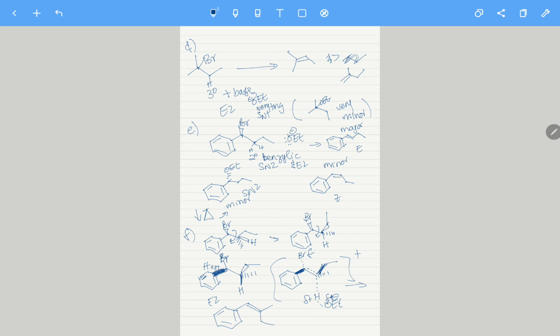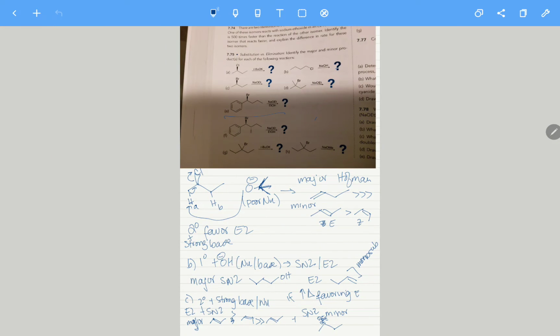Okay, so in this case, I end up with Z just because there's no other possibility. Our minor product of this reaction will also be, we only get the Z in this case, only Z for the elimination. And we still get the same substitution product. That's not going to change. Okay. All right. There's two more.